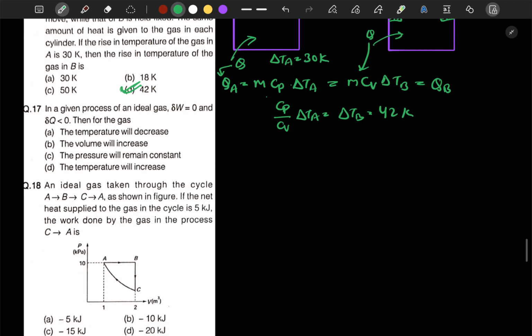Next, question 17. It is given that in the given process of the ideal gas, delta W is equal to 0 and delta Q is negative. We can directly do it using the first law of thermodynamics: delta Q is equal to dU plus delta W. Since delta W is 0 and delta Q is negative, dU is less than 0. It means that the temperature will decrease. Option A is correct.